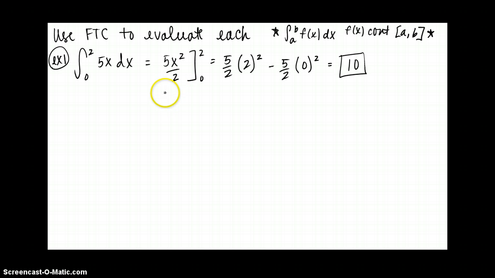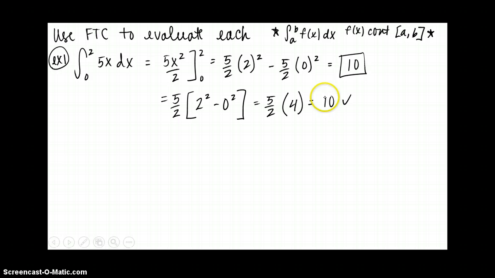Another thing we can do here, remember that 5/2 is just a coefficient, so we could just plug in the 0 and the 2 into the function x squared. You get the same answer, but when we have more than one term that we're integrating, this sometimes becomes a useful tool.